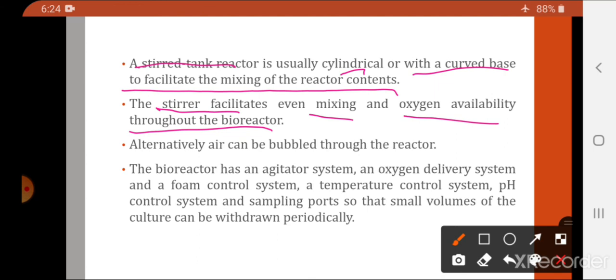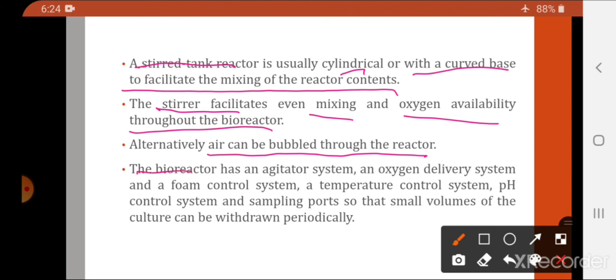स्टरर यानी मिक्सिंग टाइप. सो ये स्टरर क्या करता है, प्रॉपर मिक्सिंग ऑफ द मटीरियल्स एंड कंटिन्यूअस अवेलेबिलिटी ऑफ द ऑक्सीजन. These are the two purposes of the stirrer. वन इज मिक्सिंग एंड अनदर वन इज द प्रॉपर ऑक्सीजन अवेलेबिलिटी. ऑक्सीजन प्रॉपर होगा तो सेल डिविजन फास्ट होगा. Alternatively, air can also be bubbled through the reactor. We can also add oxygen through the bioreactors.